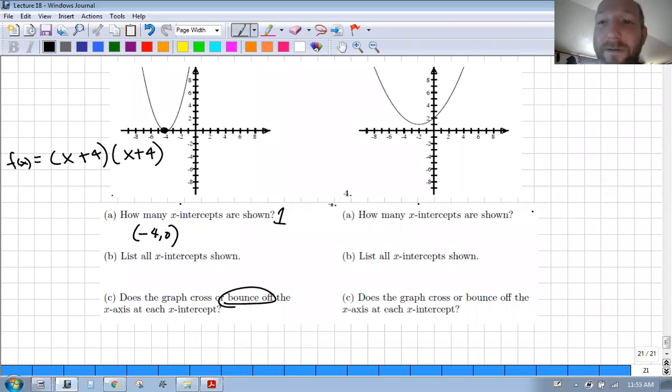This one over here, there are 0 x-intercepts. It doesn't cross or bounce, right? It never touches it. That means it has imaginary solutions.